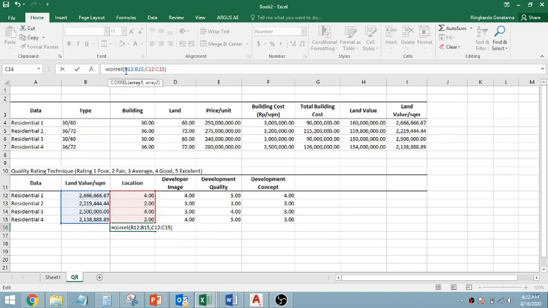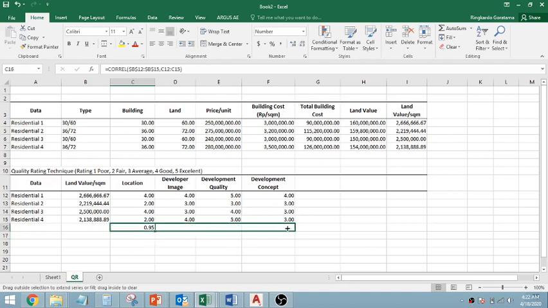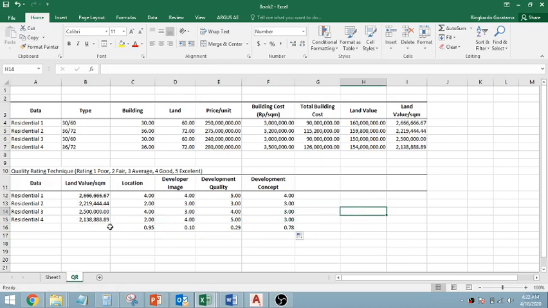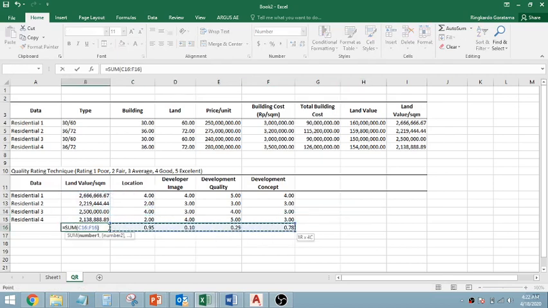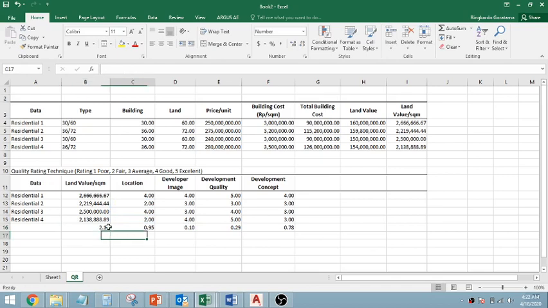I will lock the cell, and we can put it here. So this will be the total, and we can calculate the percentage. So this is the percentage. I will lock it.